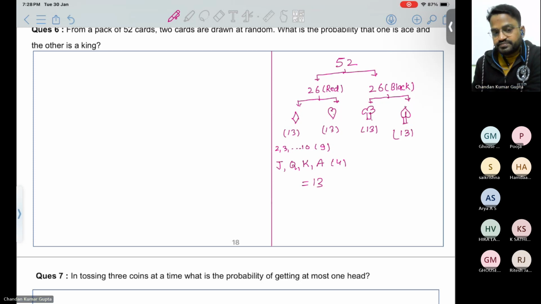Can you understand the distribution of cards? Got it, sir. Yeah, okay.